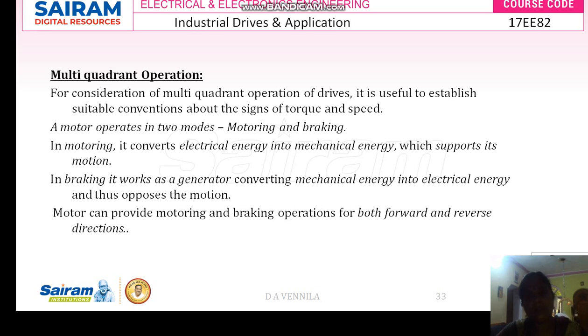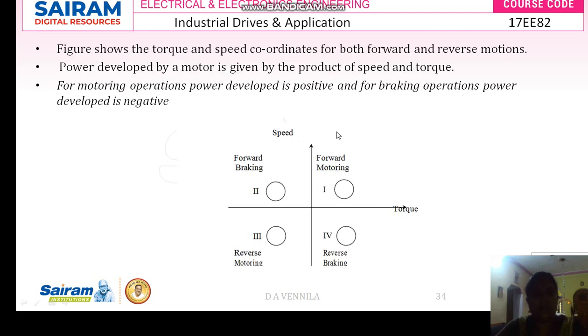Motoring operation and braking operation are again classified into two types: forward motoring, forward braking, reverse motoring, reverse braking. Now this is the multi-quadrant operation of your electrical drive with respect to the speed and torque curve. Here we have torque in the forward direction, torque in the reverse direction, speed in the forward direction and speed in the negative. For motoring operation, power developed is positive, and for braking operation, power developed is negative.